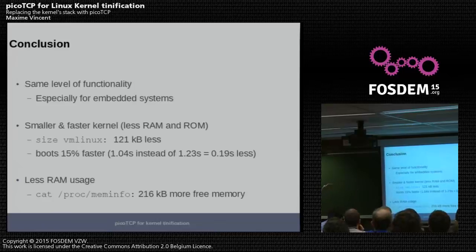You get a smaller and a faster kernel. You get less RAM usage because PQTCP is tailored for these embedded systems, and you get less ROM usage as well, because the size of the kernel is at least 120 kilobytes less. And the boot time I measured here is about 15% faster. It was already pretty fast, but now it takes 1.04 seconds instead of 1.23, which is also nice. And you get less RAM usage, as I said before, but here's one of the figures. I counted proc mem info. You get 216 kilobytes of actual RAM that you can use more. Okay, on this system we had 32 megabytes, but if you're using a board that only has 4 megabytes, then this is really, really important.